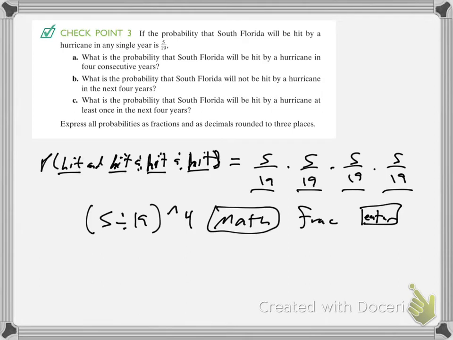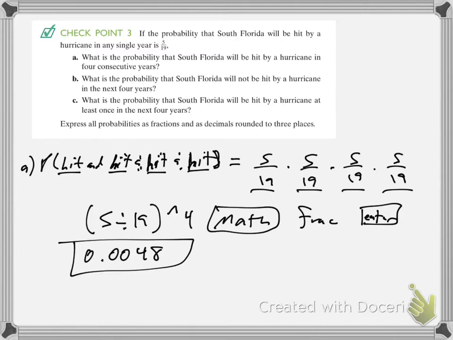And it doesn't want to change that to a fraction, but I'll give you the answer. So this is part A, sorry. You get 0.0048 is the probability. So it's super unlikely that it's going to hit in 4 consecutive years. Okay, so that's part A.